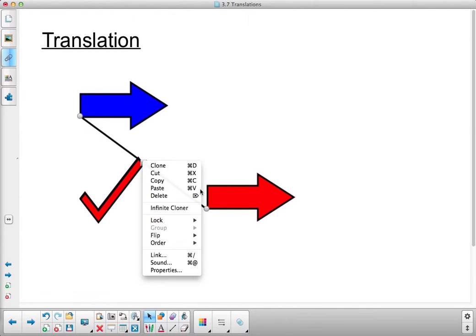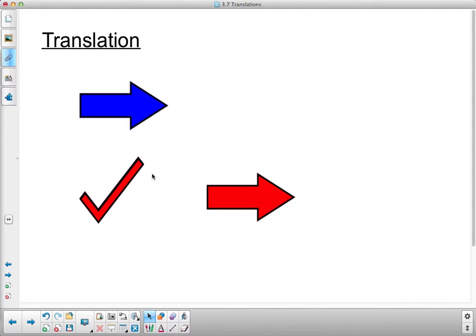So I did create a slide. I slid it diagonally instead of just horizontally and vertically.